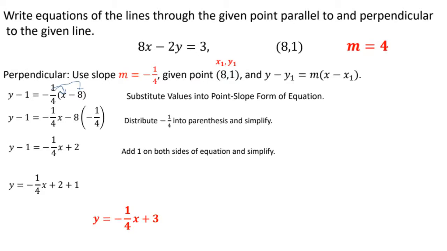So this is the answer. This is the equation of the line that is perpendicular to our given line. Again, because of the slopes. The slope is what determines whether a line is parallel or perpendicular. Okay? All right. Please, any questions, put them in the chat, raise your hand.